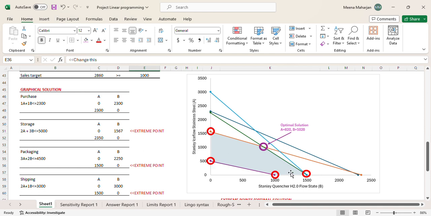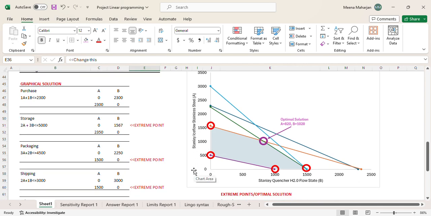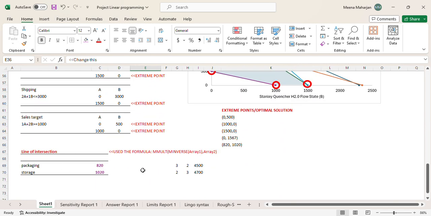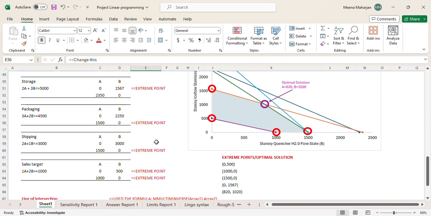So there are five extreme points, and the line where the two lines intersect. This intersection point is the optimal solution that we have for this model. So the optimal solution for A is 820 and B is 1020, which we got from our solver solution as well. And we have just calculated all the extreme points and the lines of intersection in the chart here.